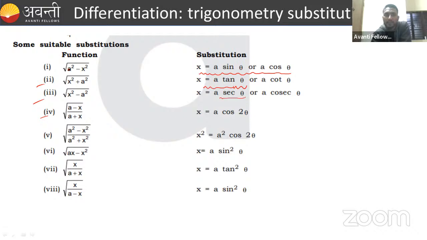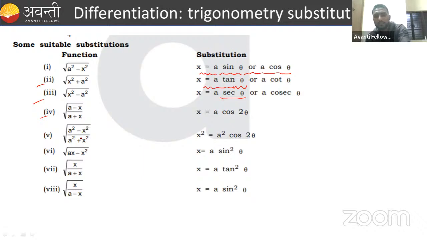The logic behind it: a square times (1 minus sine square theta) will become a square cos square theta, and we can easily remove the square root. If it is x square plus a square and I put a tan theta, it will become a square tan square theta plus a square. So it will be a square times (1 plus tan square theta), which I can write as sec square theta. The root will be removed. That's why we take these substitutions, so that we can remove the root.